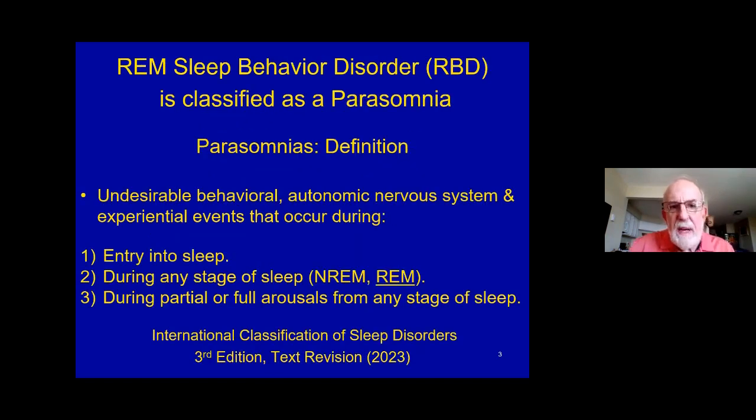Now, just so everybody knows what we're talking about here, REM sleep behavior disorder is classified as a parasomnia within the International Classification of Sleep Disorders, 3rd edition. And the definition involves undesirable behavioral, autonomic nervous system, and experiential events that occur during entry into sleep, during any stage of sleep, either non-REM or REM sleep, and during partial or full arousals from any stage of sleep.